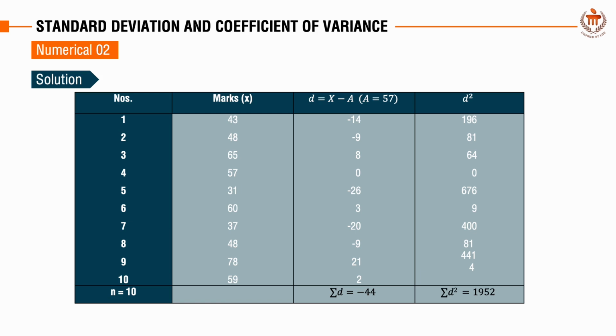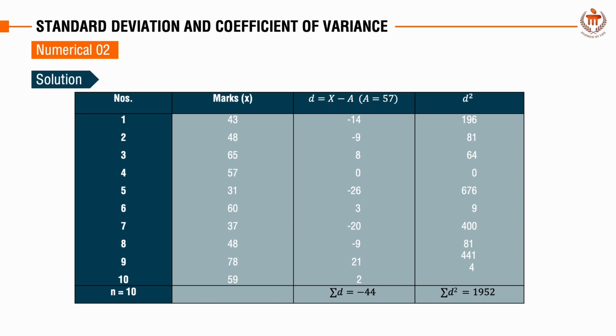Okay, and then I found the deviation of all these values from 57. 43 minus 57, 48 minus 57, 65 minus 57, 57 minus 57, 31 minus 57, 60 minus 57, 37 minus 57, 48 minus 57, 78 minus 57, 59 minus 57. So I got all the D values, and then the summation of D is done. Summation of D I got as minus 44.